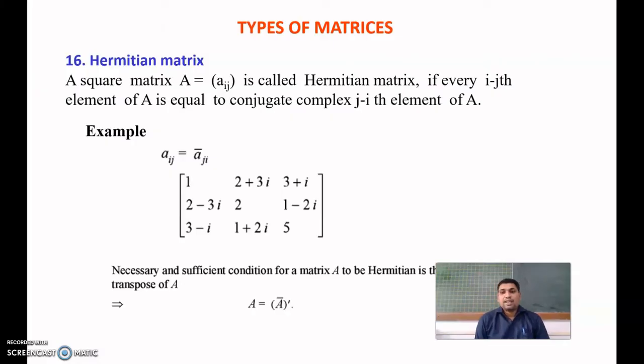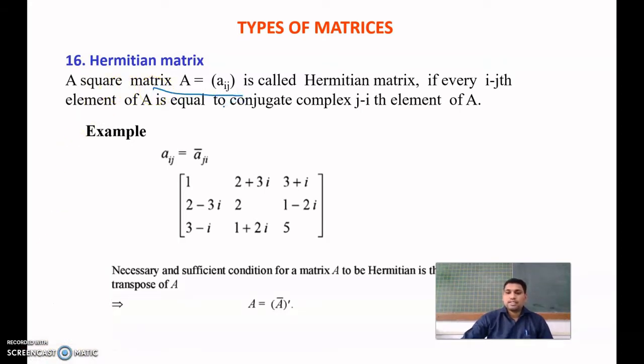Hi, in our last session, we have seen 15 types of matrices. Now we are going to see the next type of matrix, which is Hermitian matrix. A matrix A is called Hermitian matrix if the ijth element of A is equal to the complex conjugate of the jith element of A. So there are two conditions for the Hermitian matrix. The first condition is the matrix should be a square matrix.